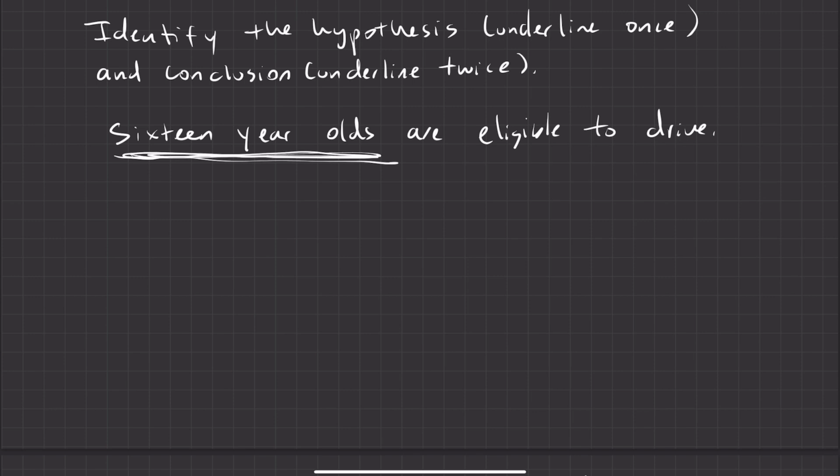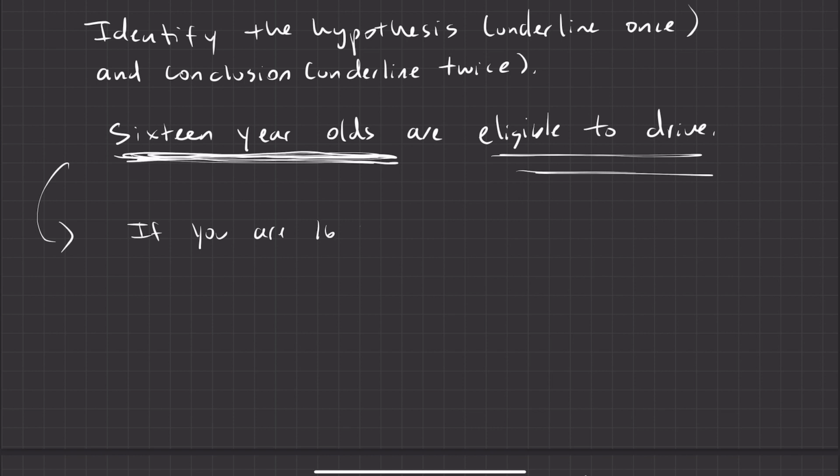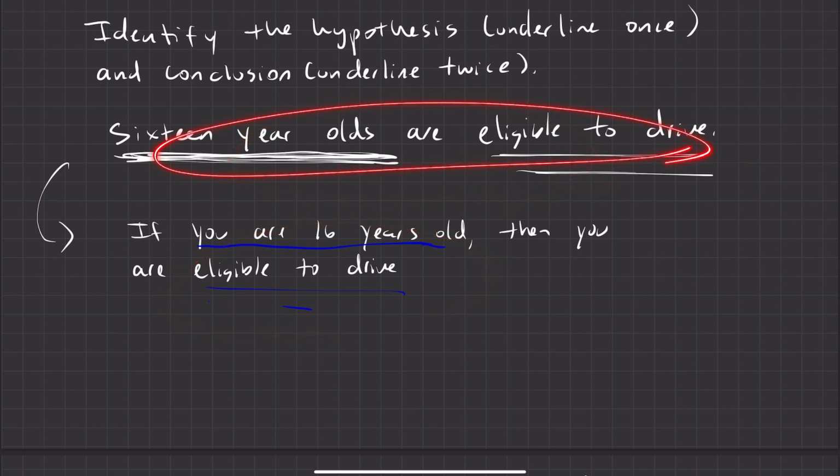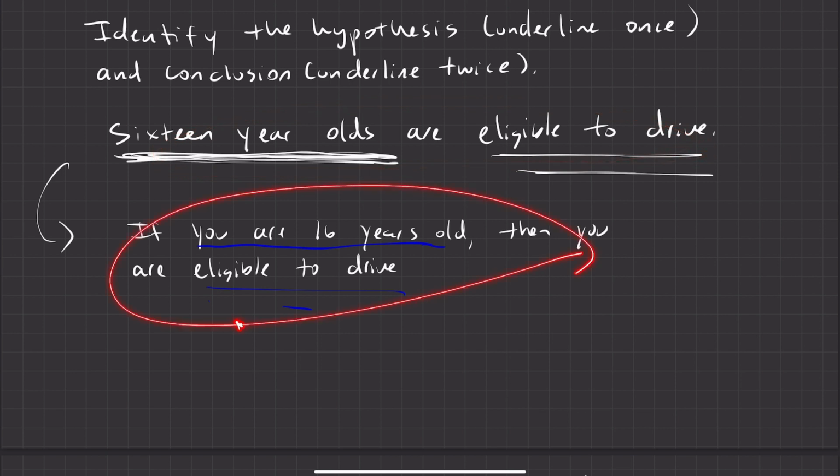I'm underlining once for 16-year-old, and then I'm going to underline this twice, because I can rewrite this, y'all. If you are 16 years old, then you are eligible to drive. Look at this. You are 16 years old, you underline once. And then you are eligible to drive, which you underline twice. Hopefully that makes sense. You can see that connection between the two. So this is not written in the form if and then, but I'm going to rewrite it so that it does.